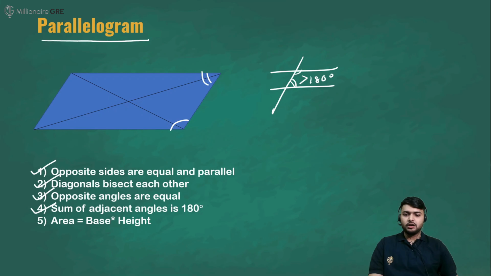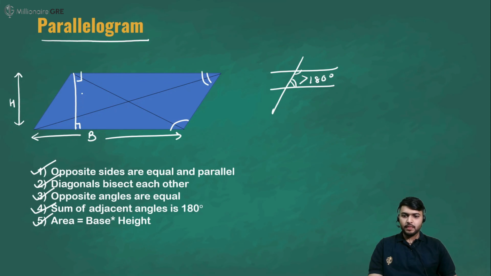The last point is that area is base times height. If this is the base of the parallelogram and this is the height. Now what is height? Height is the perpendicular distance between the two parallel sides, between the base and the opposite side. Area is b times h. Area of a parallelogram is base into height.